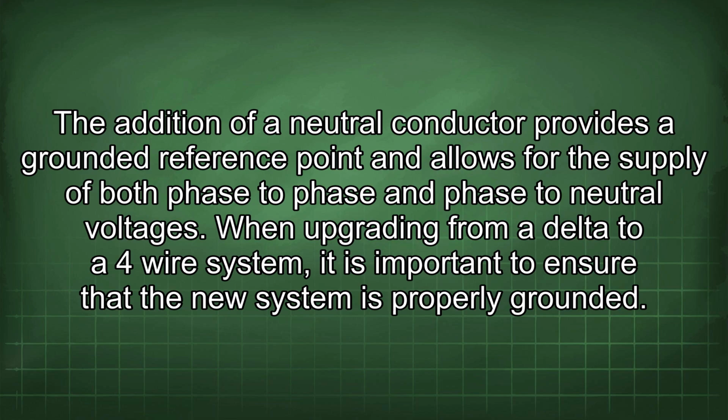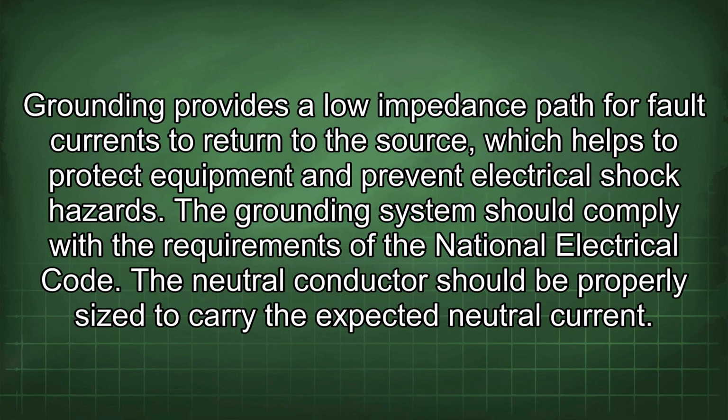When upgrading from a delta to a 4-wire system, it is important to ensure that the new system is properly grounded. Grounding provides a low impedance path for fault currents to return to the source, which helps to protect equipment and prevent electrical shock hazards. The grounding system should comply with the requirements of the National Electrical Code.